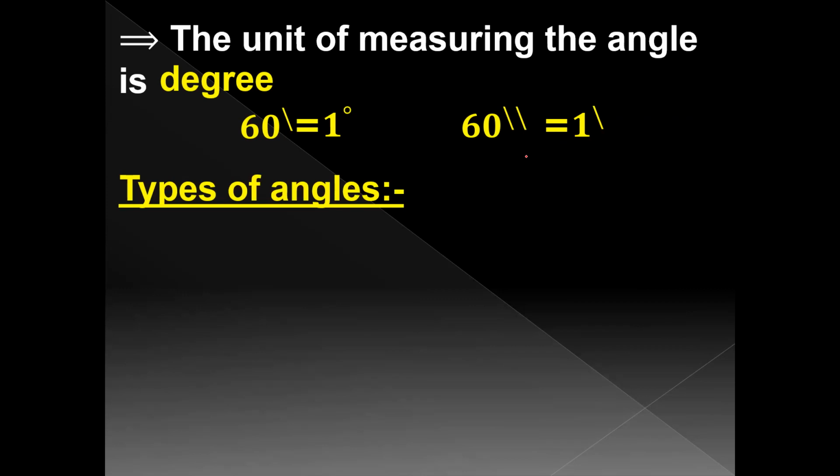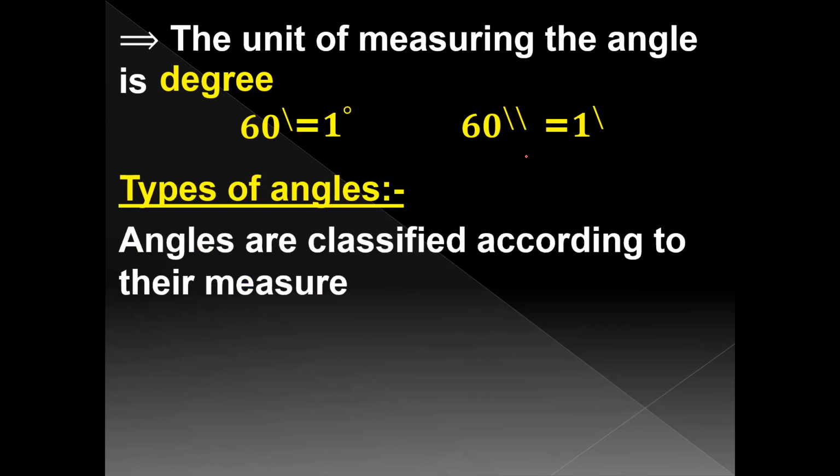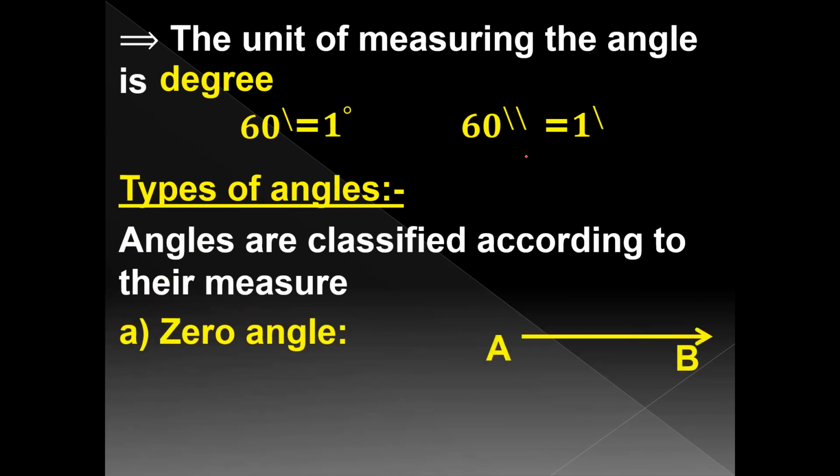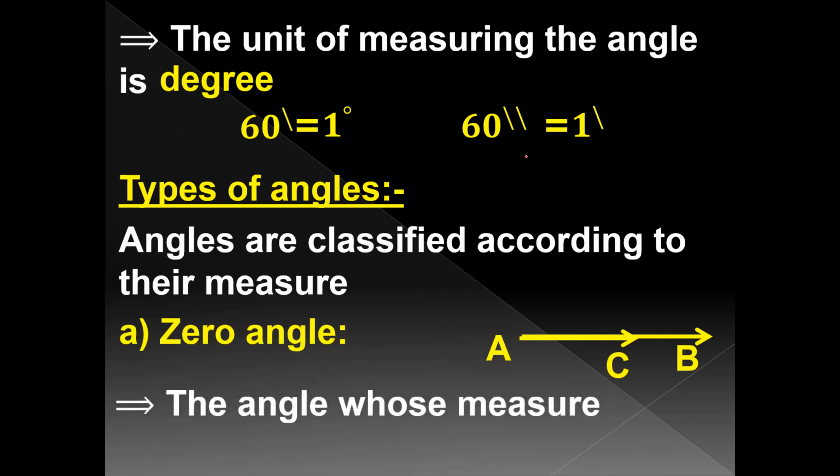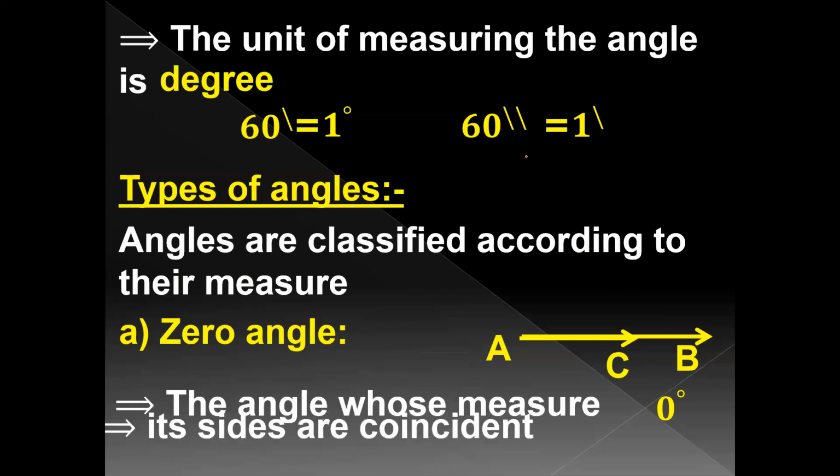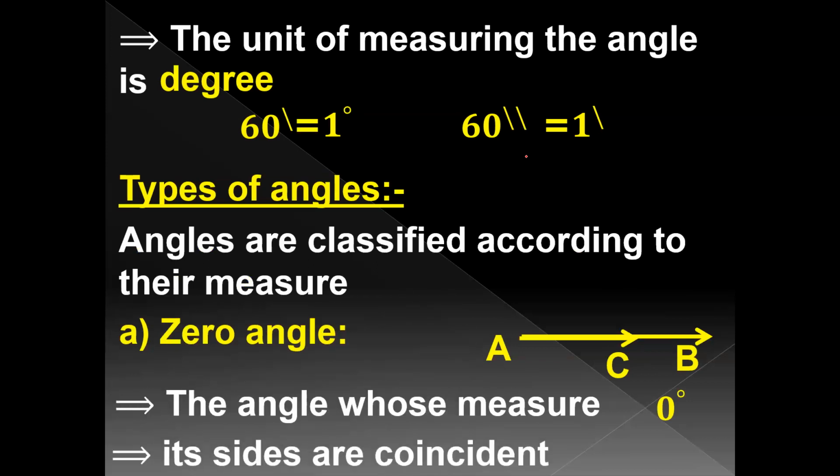Types of angle. The angles are classified according to their measures. First type is the zero angle. The measure of the zero angle is 0 degrees, and its two sides are coincident.